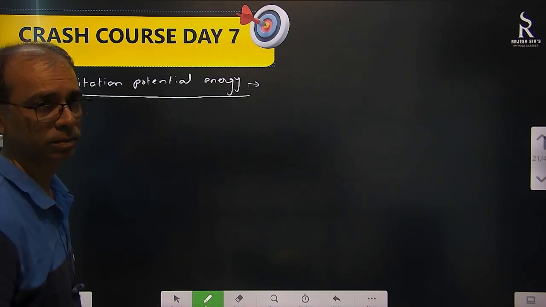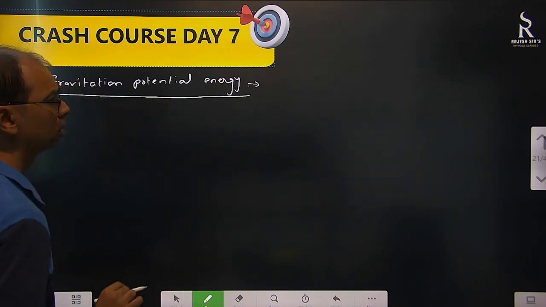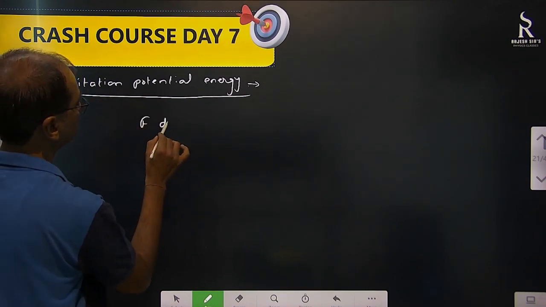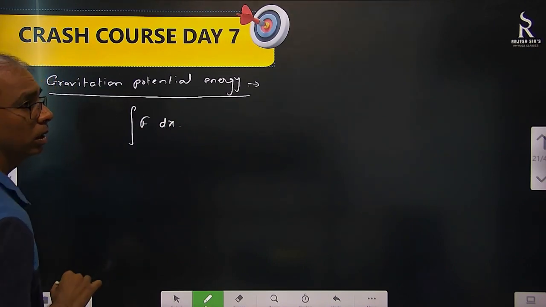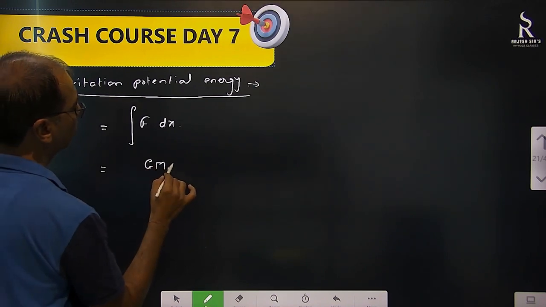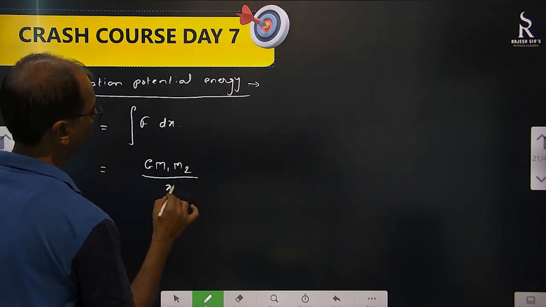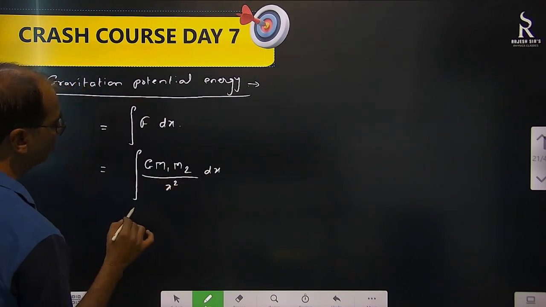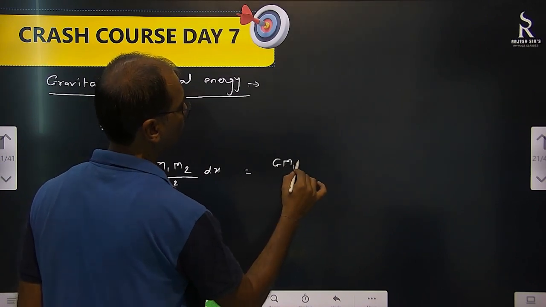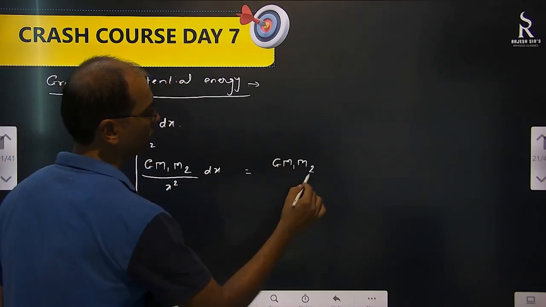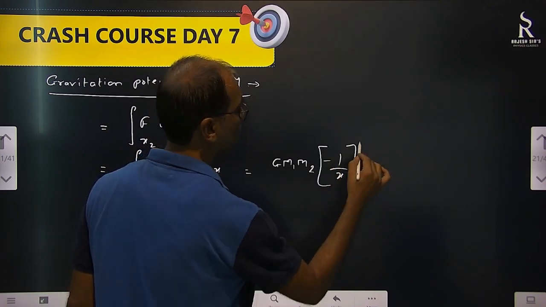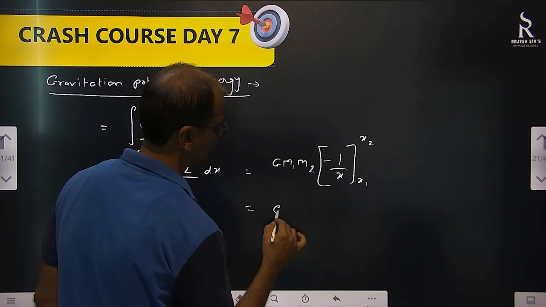in potential energy. Okay. So it's the work done by gravitation force. So F dx. Work done by gravitation force is what? G m1 m2 by x square into dx from position 1 to position 2. Okay. So G m1 m2 is constant. Dx by x square, I told you, is minus 1 by x, from x1 to x2. So work done by gravitation force is this.